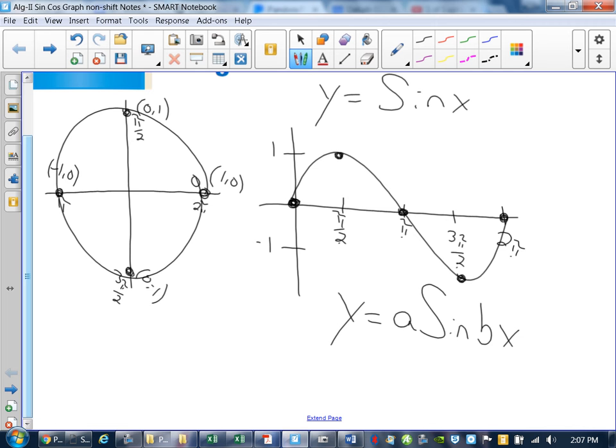Obviously, we're going to add more into that stuff tomorrow about the whole shifting, because when you shift things, you're moving things horizontally and vertically. So tomorrow we'll add an h and a k to it, but for today, we have a's and b's.